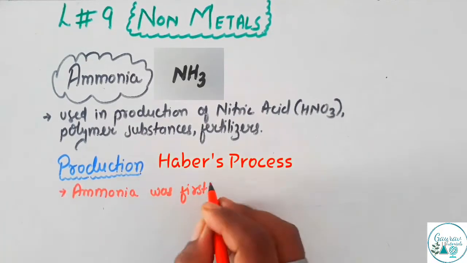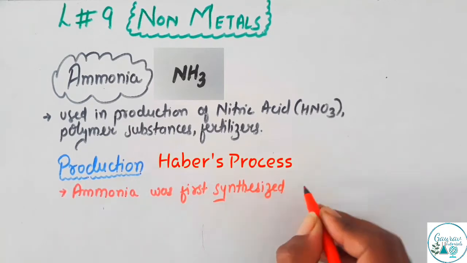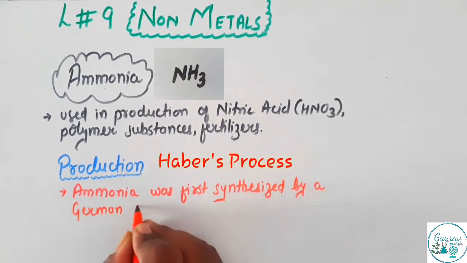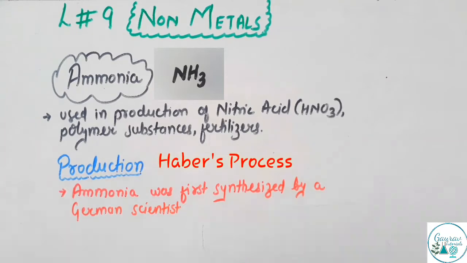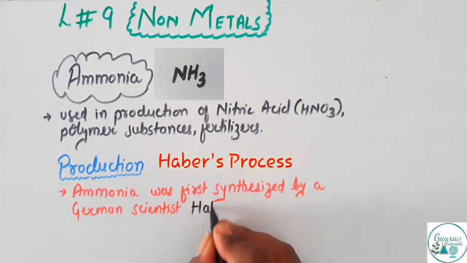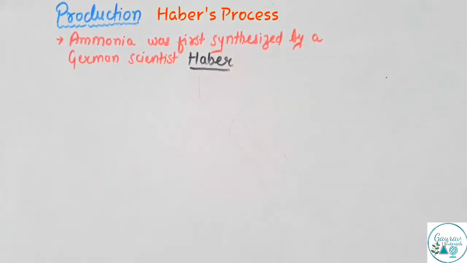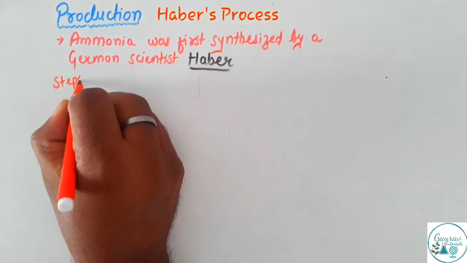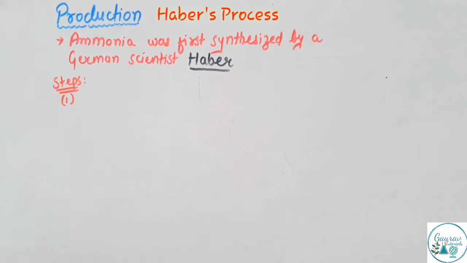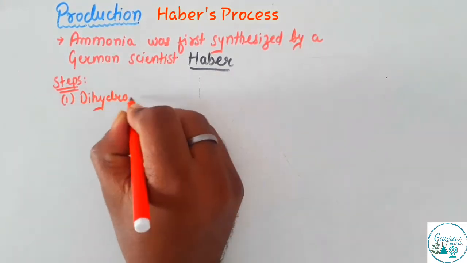The very first synthetic production of ammonia was carried out by a German scientist called Haber. And it's for that reason we also call this process Haber's process. The steps for the Haber's process are as under.